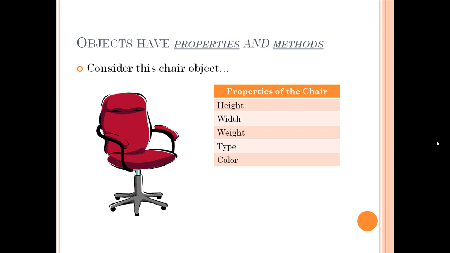Certain properties of the chair: the height of the chair at its highest point, for example, the width of the chair at its widest point, that's a property of the chair. The weight of the chair, that's another property of the chair. The type of chair. Here we have an office chair as opposed to, say, a dentist chair or a reclining chair. And then, of course, the color of the chair. We have a red chair. So these are properties of the chair. Properties refer to certain attributes or characteristics of an object in programming and in life.